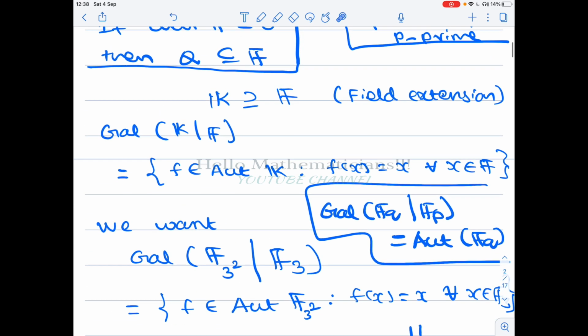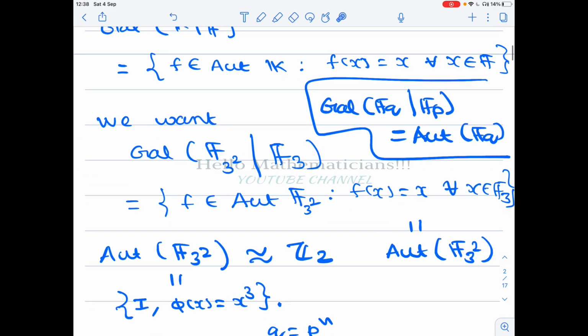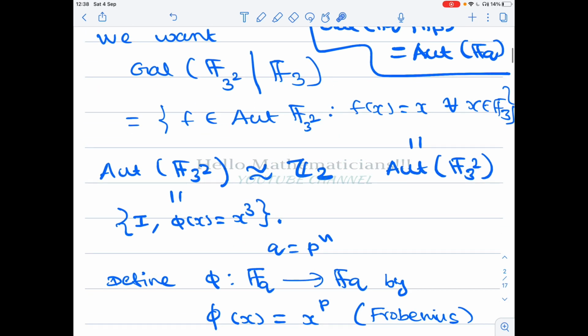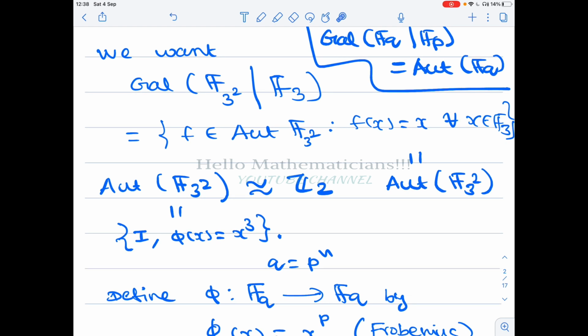Okay, so now we have understood the Galois group. Now we want to understand how this Galois group acts on the field with 9 elements, and we want to count the number of orbits.